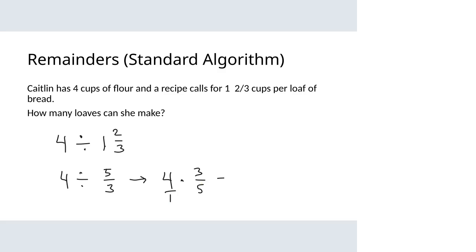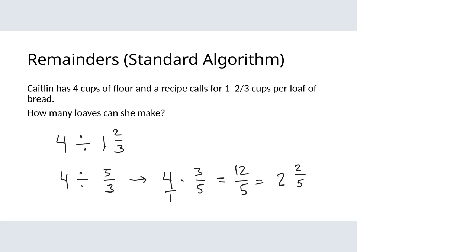Now we can multiply. 4 over 1 times 3 over 5, that's 12/5. And then we can do 12 divided by 5. And I get 2.4. Well, the decimal part's not important to me here. I want to rewrite that as a mixed number. So we have 2. And then 2 of those 5s would be 10/5. And so I'm left with 2/5 more. So my answer here is 2 2/5.